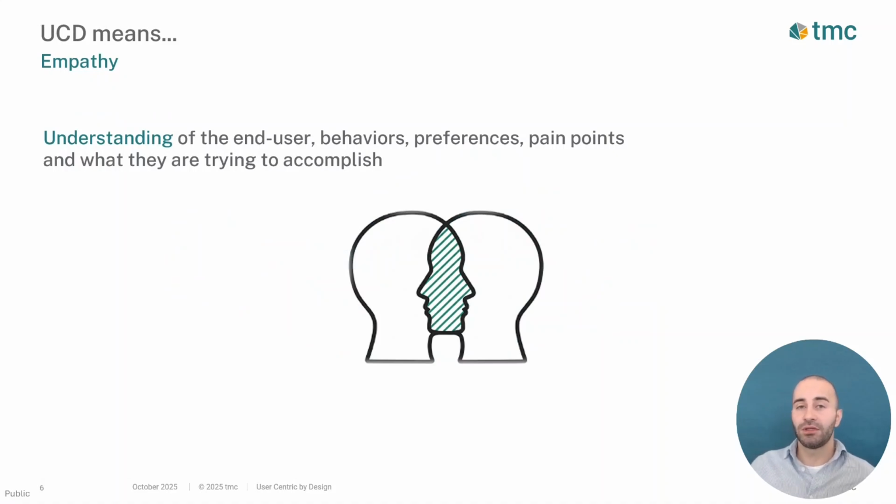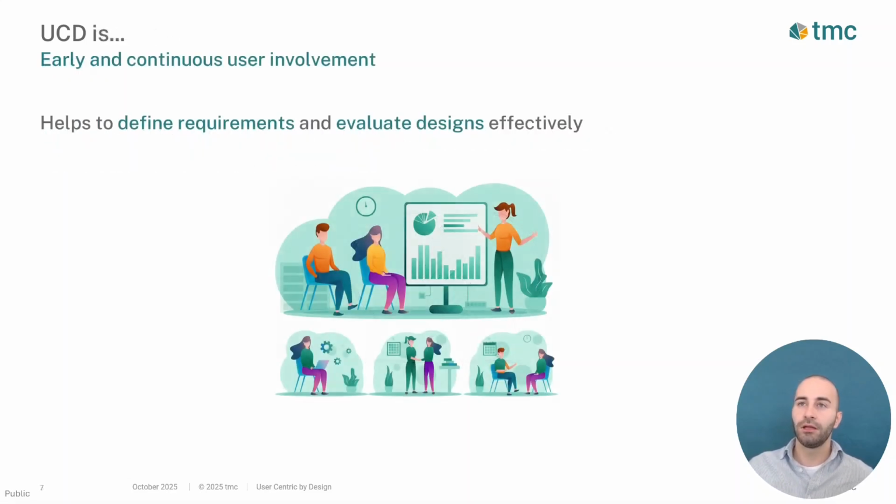Some of the core principles that I like to mention about user-centric design, first of all, of course, is empathy. We need to understand our users, their behaviors, their preferences, their pain points, what they're trying to accomplish. And it's also really important to achieve this by involving them throughout the process of research, design, and development. Another core topic is that early and continuous user involvement is helpful because it helps to define the requirements and evaluate the designs effectively, which will lead us to have as an end goal a successful product which has accessibility.